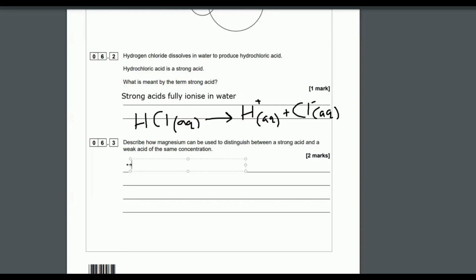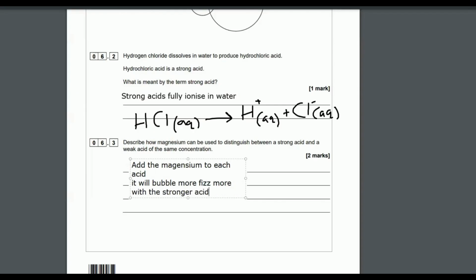What we can do is add the magnesium to each acid. Obviously, we want to use the same amount, but we're not doing a big 6 marker here. It will bubble more. Remember, it's going to release hydrogen gas with acids and metals. You form hydrogen gas, it will bubble more. Fizz, if you like the word fizz, more with the stronger acid. So that's one way to do it. It's much more accurate to measure the temperature, and the one which gives off the most heat will be the strong acid.